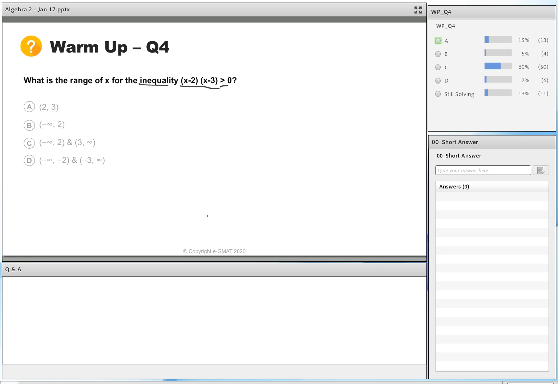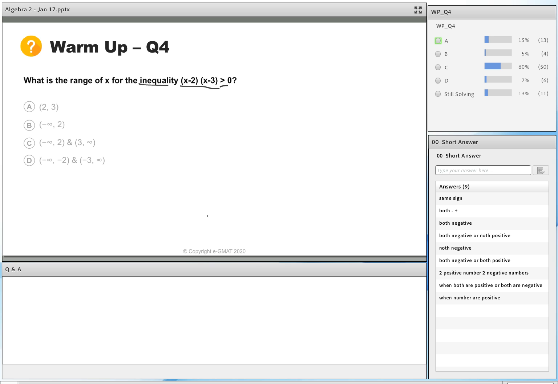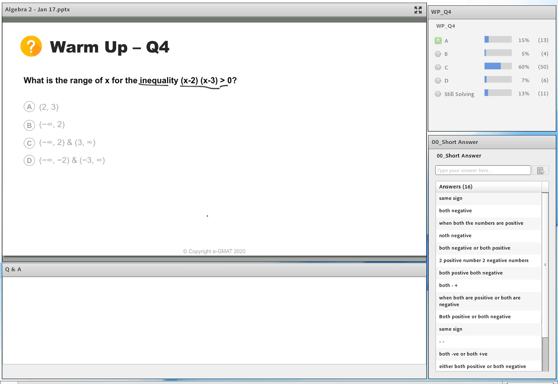Now, I'm going to open the short answer poll. And what I want you to tell me is, when is a product of two numbers greater than 0? When do two numbers, when multiplied together, give a product which is greater than 0? Absolutely correct. When both the numbers are either negative or when both the numbers are positive. So essentially both the numbers should have the same sign. So x minus 2 and x minus 3 here should have the same sign.